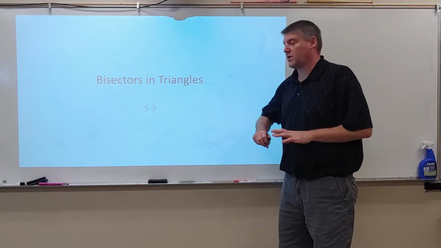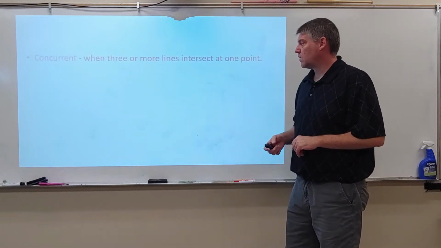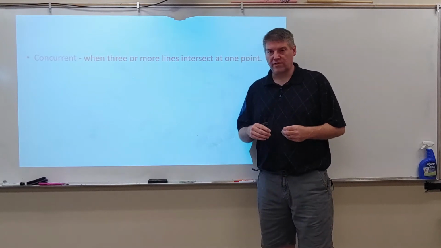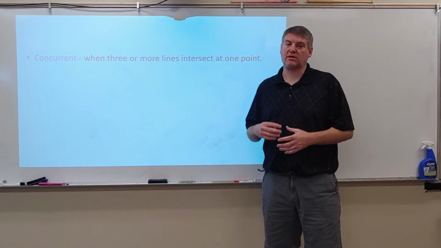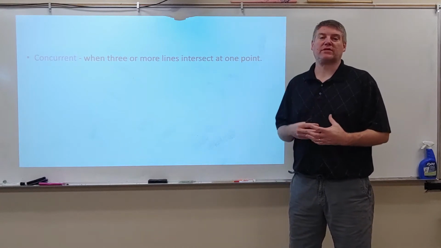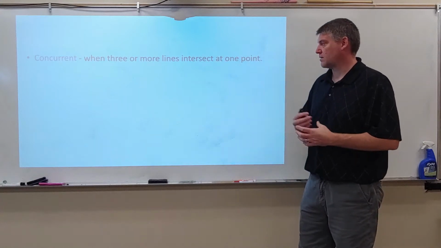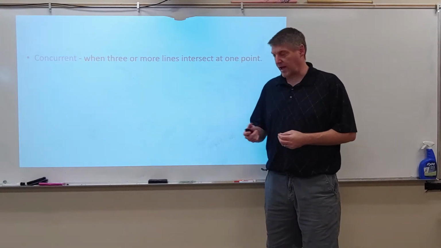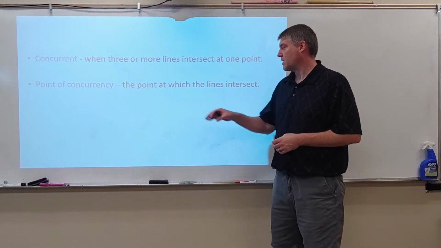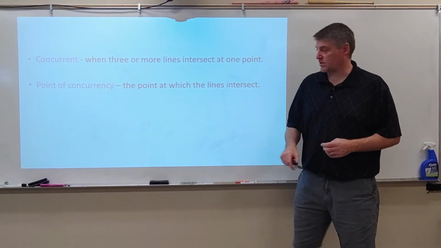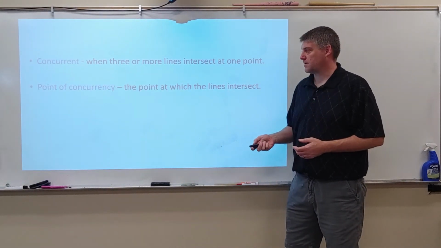All right, we're going to talk about bisectors and triangles today. Concurrent means three or more lines intersect at one point. So what we're going to look at is what happens when three perpendicular bisectors intersect a triangle, where they actually meet at the point of concurrency, the point at which the lines intersect. These points of concurrency have a lot to do with it.